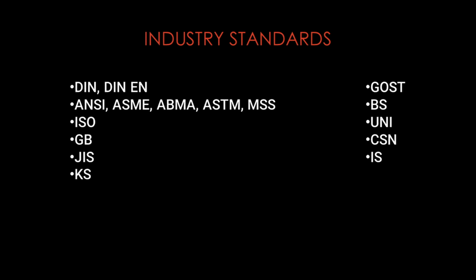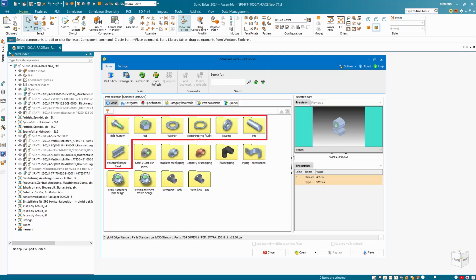I mentioned the machinery and piping libraries earlier in the video. Like I said then, these libraries contain hundreds of thousands of individual components across various categories and industrial standards. The machinery library includes components for fasteners, bearings, pins, and structural shapes. It is included in both SolidEdge Classic and Premium license and also available as an add-on. The piping library includes various pipes, fittings, valves, and other accessories used with piping. This library is available as an add-on.